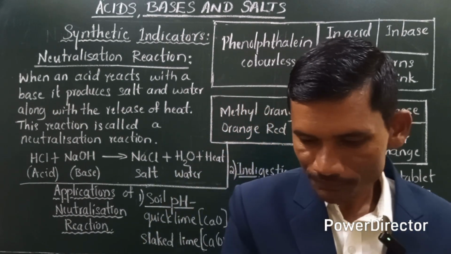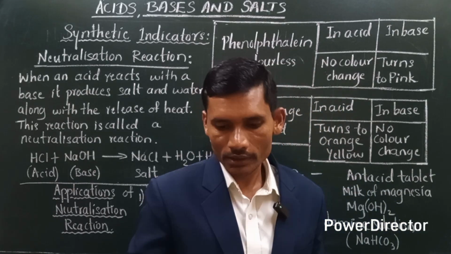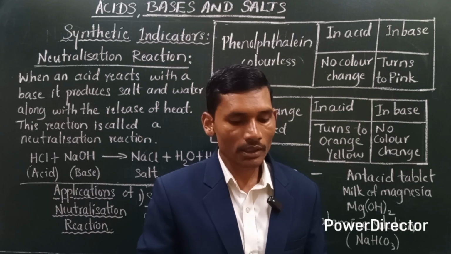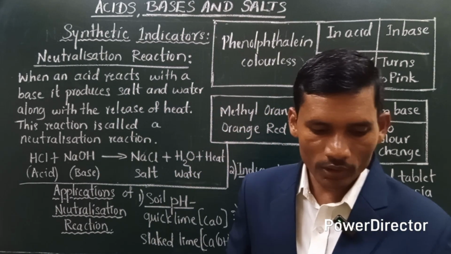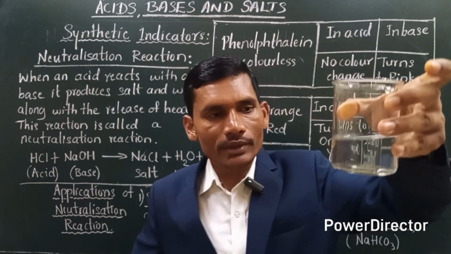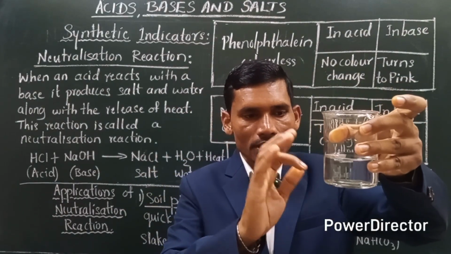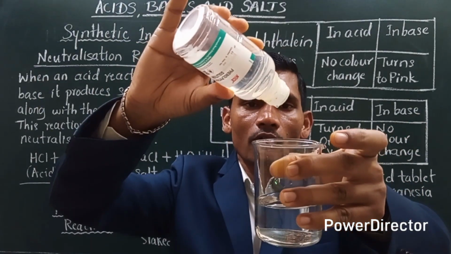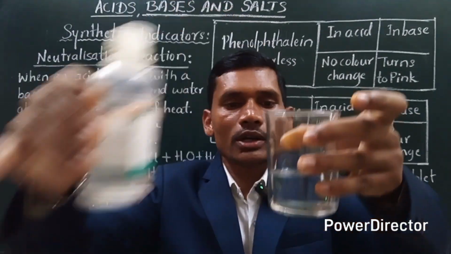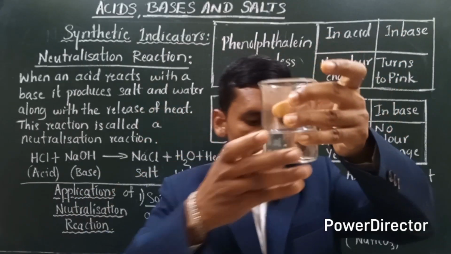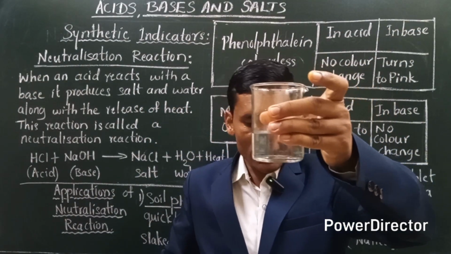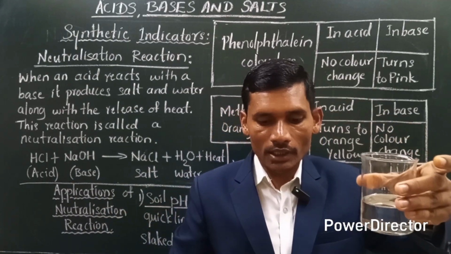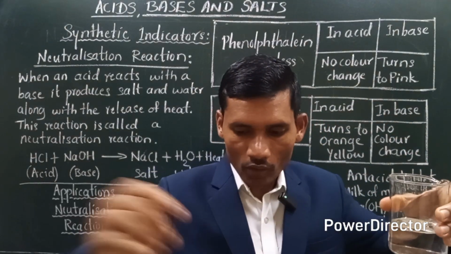Next, we are going ahead with the neutralization reaction. It is very interesting. We will try to understand it here. I have taken acid, that is sulfuric acid. In this we will add 1 or 2 drops of phenolphthalein. It is not giving any color, no change in color. Now we will add a little base to this and see whether it changes color or not.